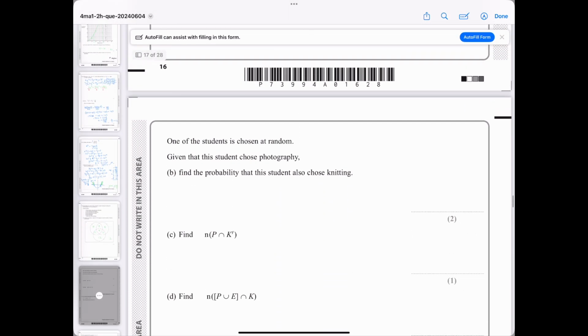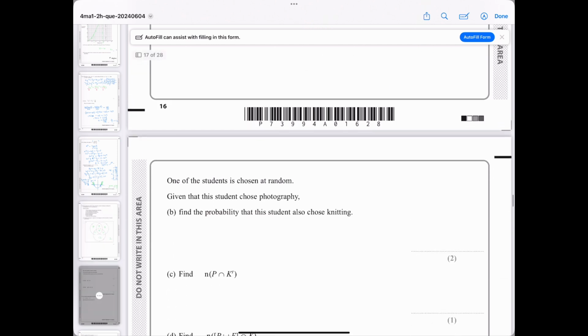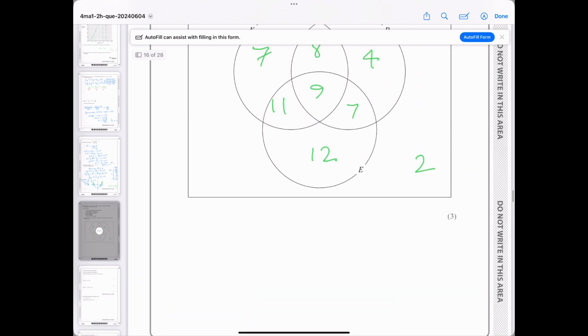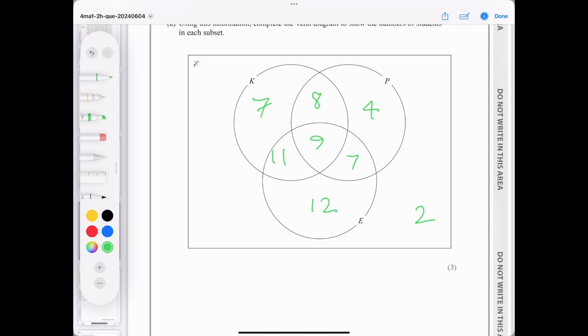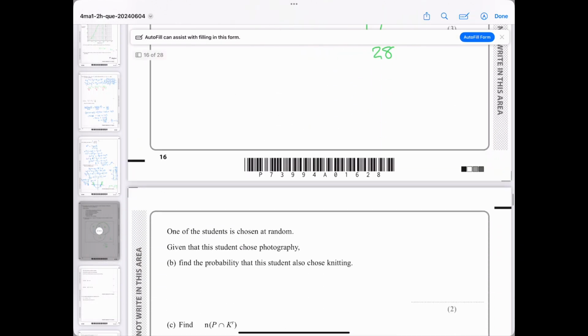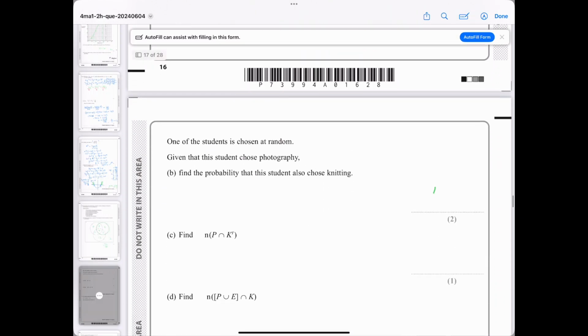One of the students was chosen at random. Given the student chose photography, find the probability that they also chose knitting. So that means we have to choose from just this section here. Altogether, the people that chose photography is 7, 11, 20, 28. So the bottom's going to be 28, and those who also chose knitting is 17. So 17 over 28 is the answer.